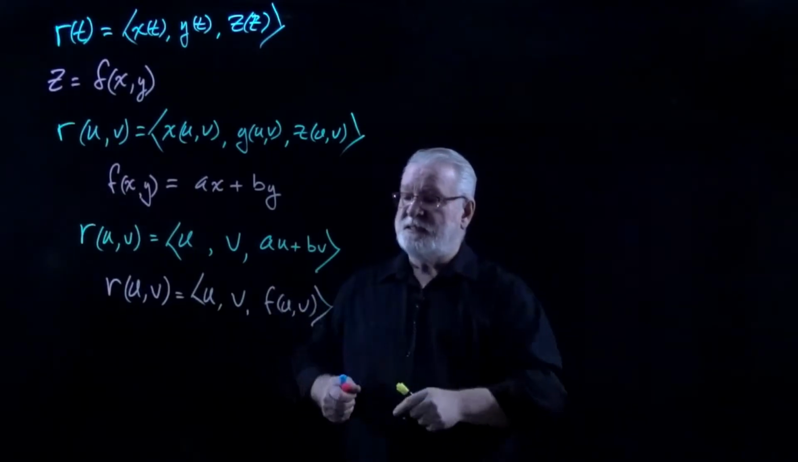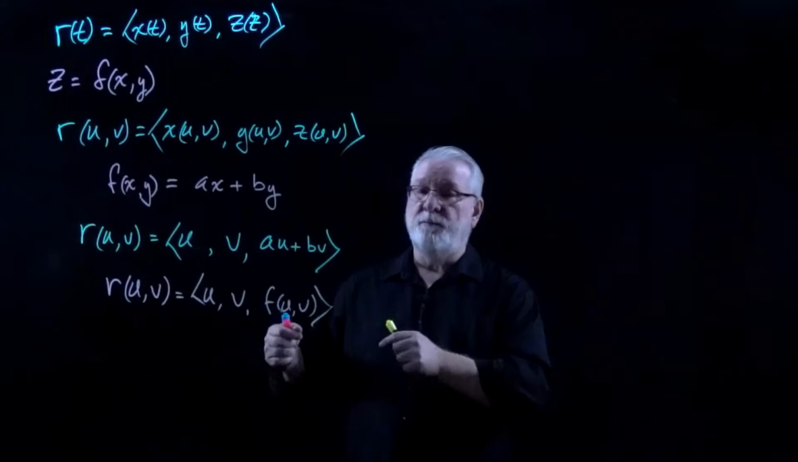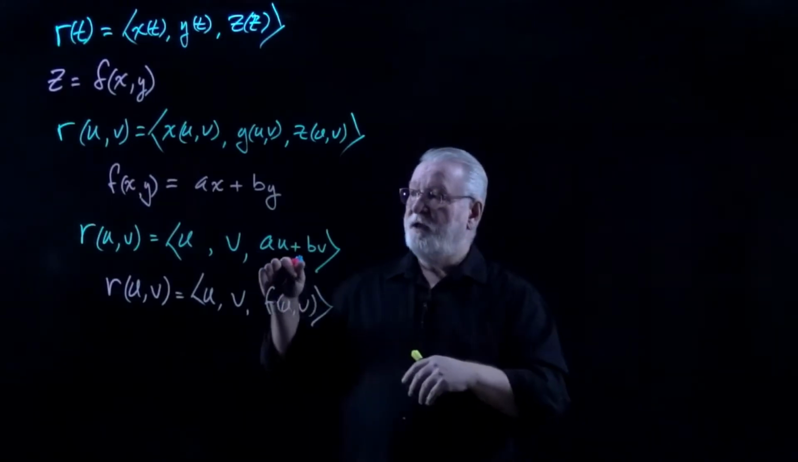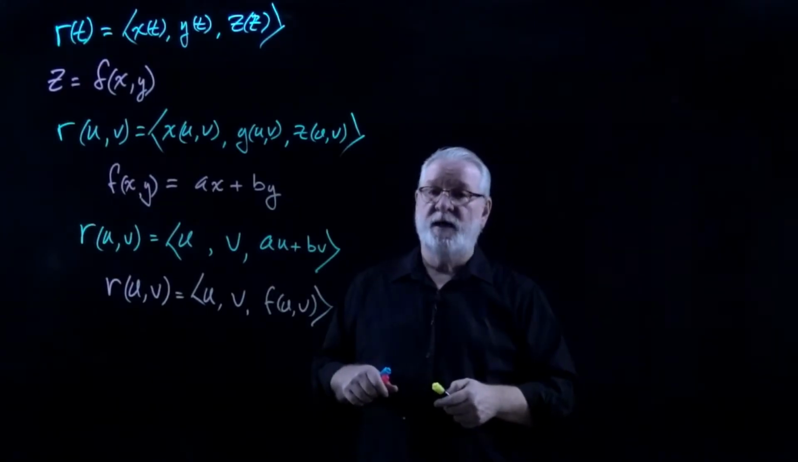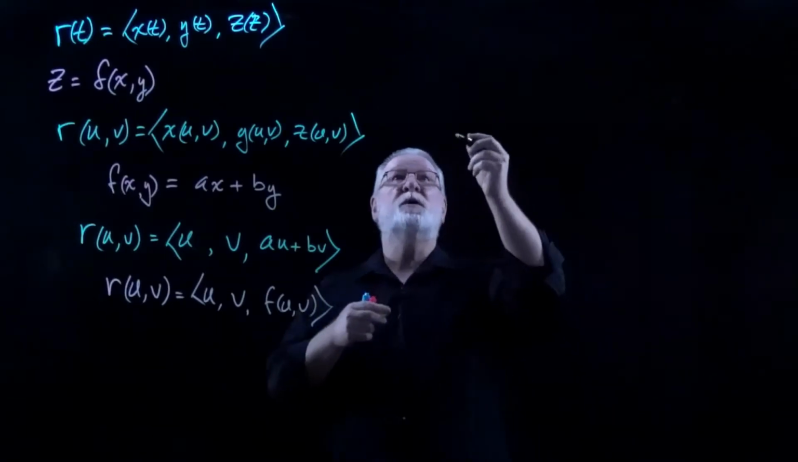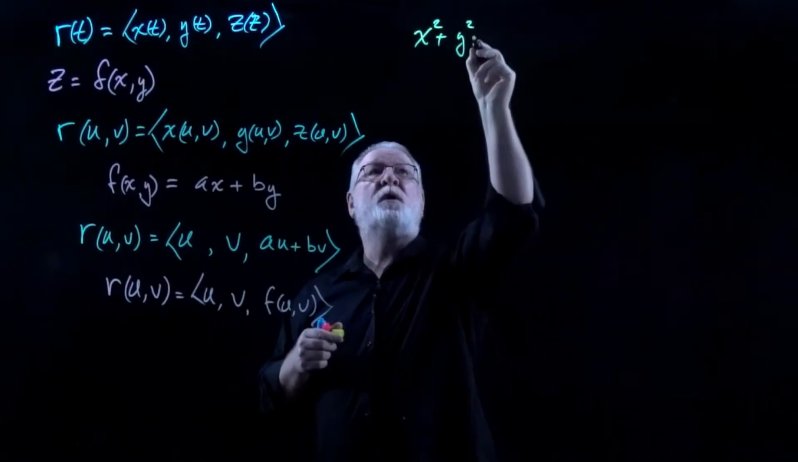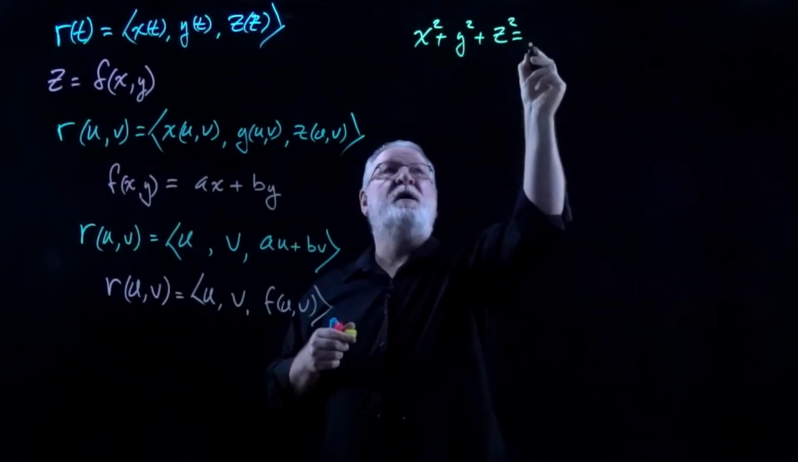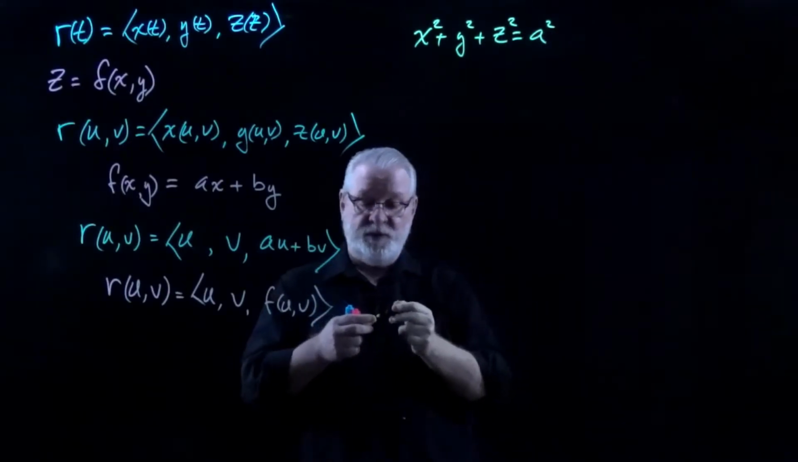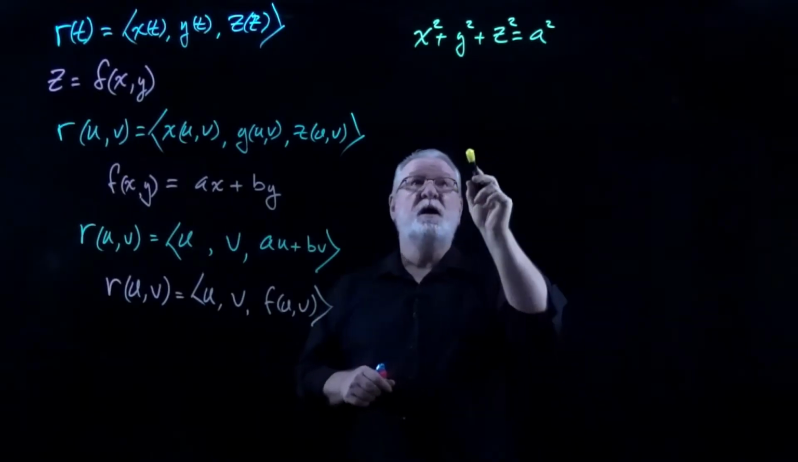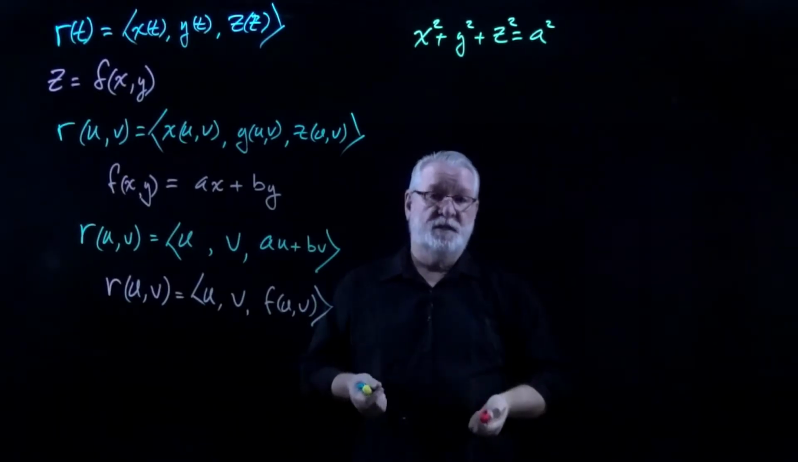Okay, let's look at a second example, one that's a little bit more relevant because it's a curve that can't really easily be expressed as a function of z. And that, of course, is a sphere. A sphere would be x squared plus y squared plus z squared equals a squared, where a represents the radius of the sphere. This would be a sphere in standard position.